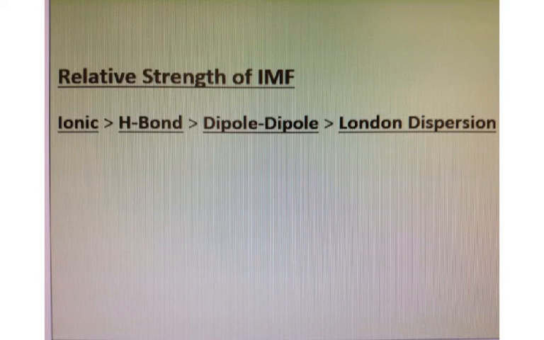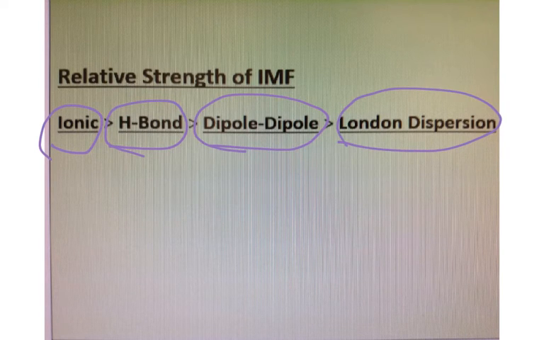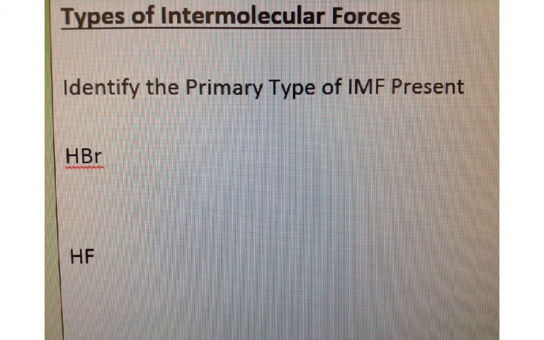All right, so relative strength, you are going to absolutely have to have this memorized. Ionic compounds will be the strongest IMF, meaning that you will have to put the most energy in order to break those attractions. Then comes hydrogen bonding, then dipole-dipole, and the last and weakest is London dispersion. You're going to be expected to identify the types of intermolecular forces that exist. My first recommendation is to look to see whether it's an ionic compound.